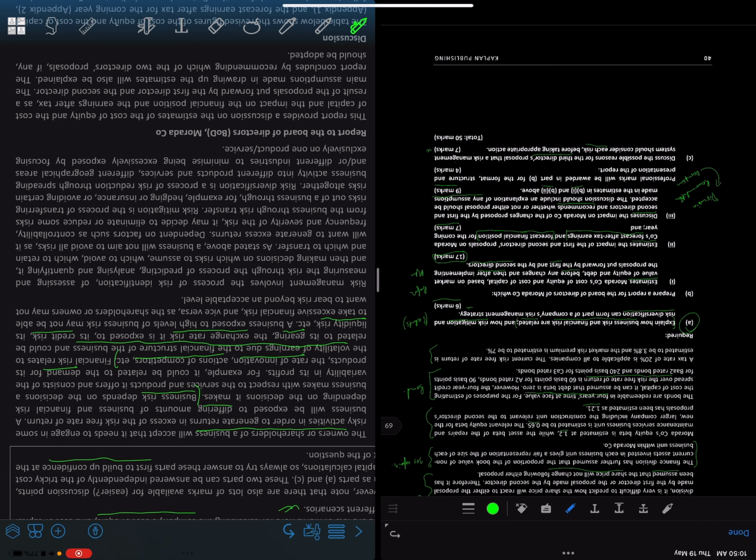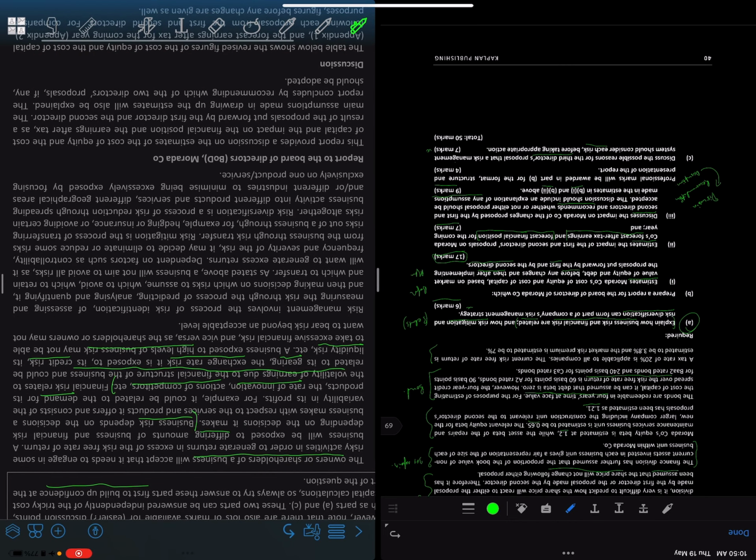financial risks. A business exposed to a high level of business risks may not be able to take excessive financial risks, as the shareholders or owners may not want to bear risks beyond an acceptable level, right? So this is how they are related.